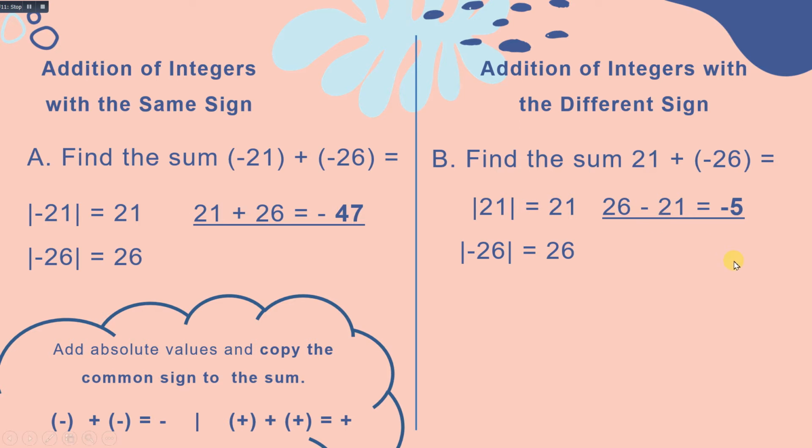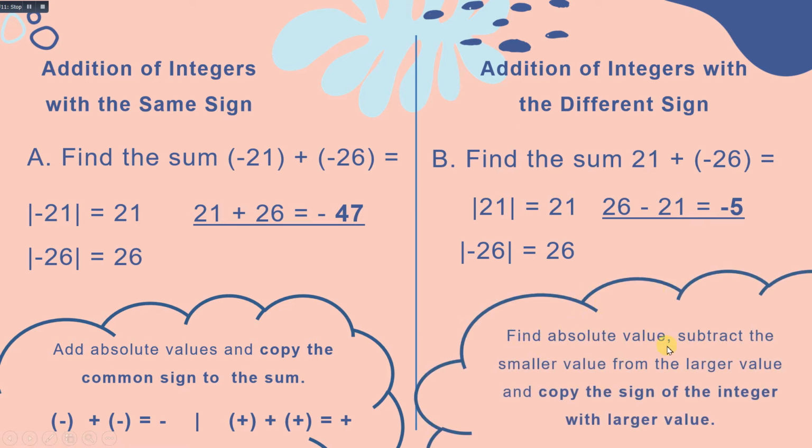So remember here in rule number 2 that you need to find the absolute values, then subtract the smaller value, which is 21, from the larger value, which is 26. Then copy the sign of the integer with the larger value. In this case, the larger value is 26, or the negative 26. That's why we copy the sign negative, and the answer would be negative 5. So that is two different ways of adding same sign integers and also different sign integers.